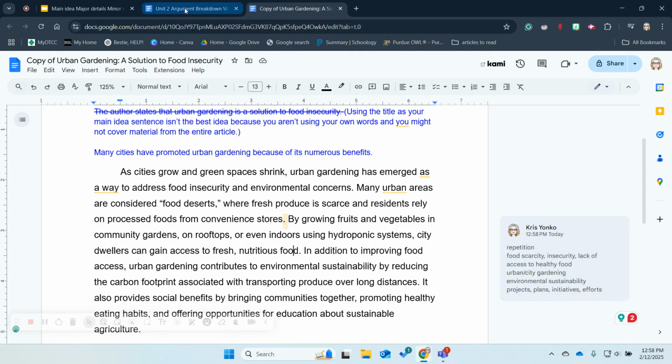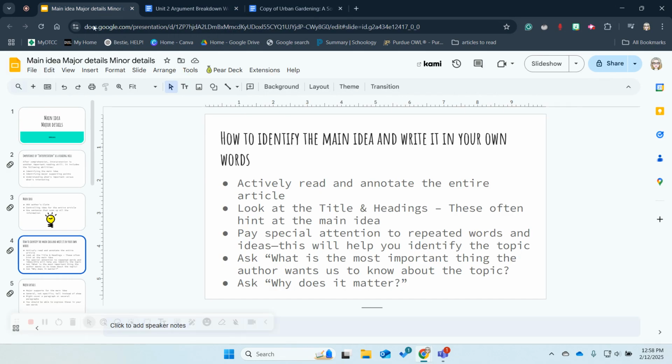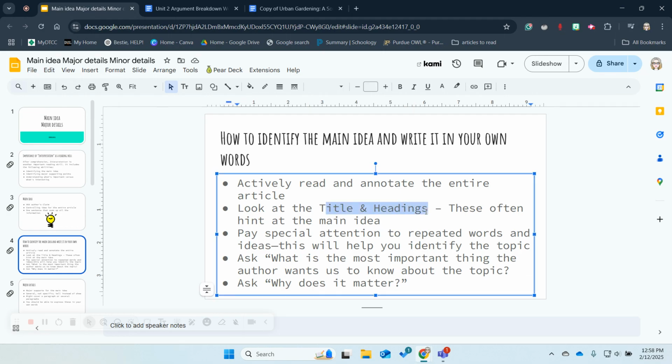So remember what we did was this one. We looked at the title, but we didn't use the title as our main idea sentence. It gave us a little hint, but if you're just using the title as your main idea sentence, that's probably not going to work. We did go through and actively read and annotated as much as I could. And one of the things that we really paid attention to was what was being repeated a lot through the whole article.